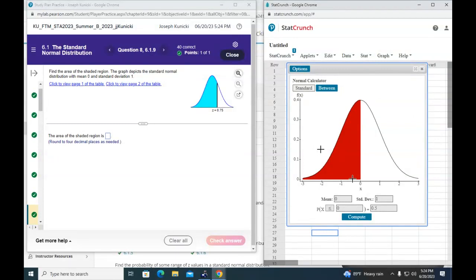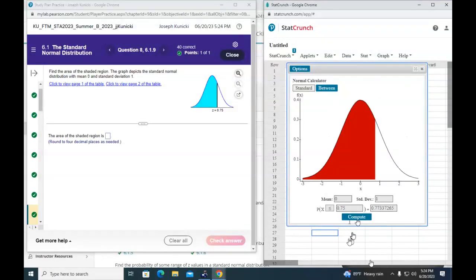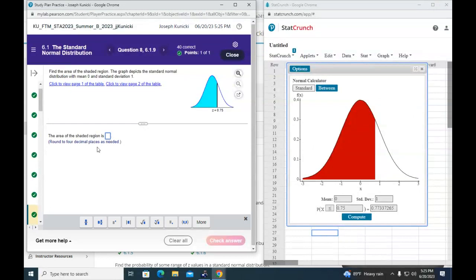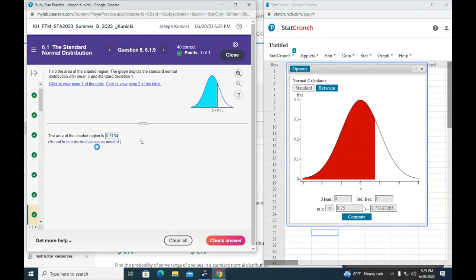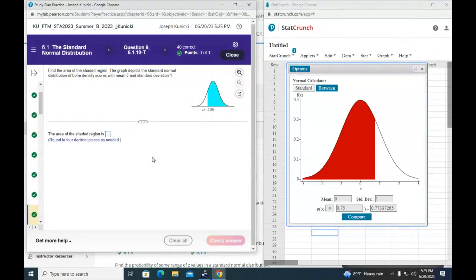By the way, it says x. It should be z because it's 0, 1, but you can't change it. So you just have to realize that it's not an x, it's a z. And so we do x less than 0.75. All right. So you can see I generated the same pictures they gave me. At 4 decimal places, 7734. Okay? Pretty easy, huh?